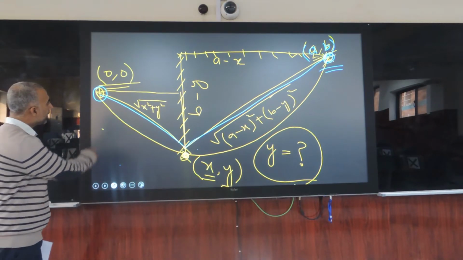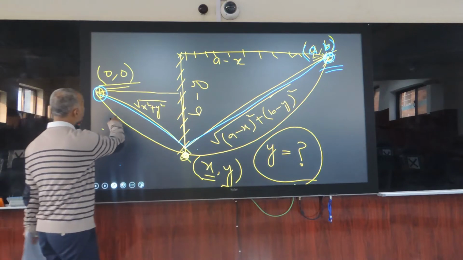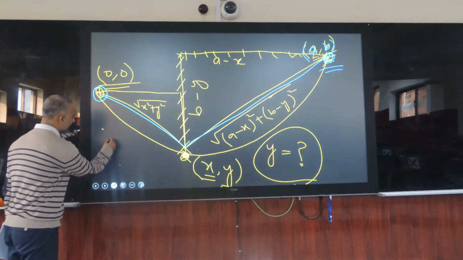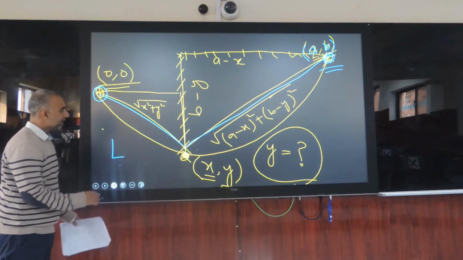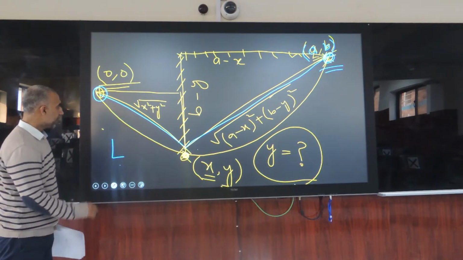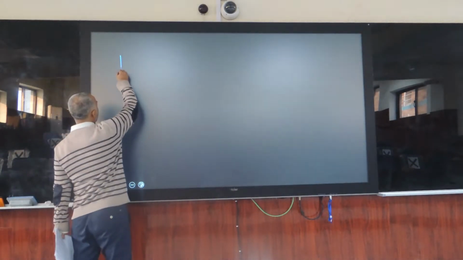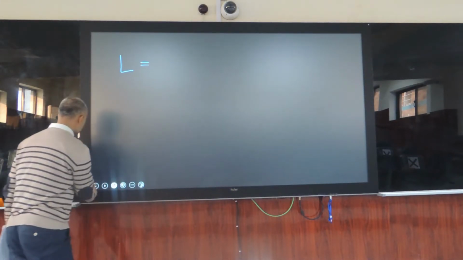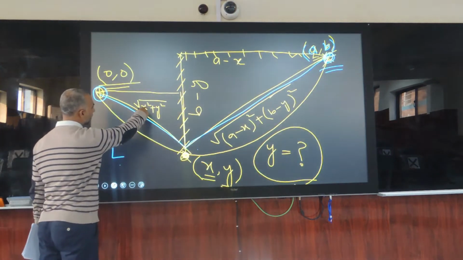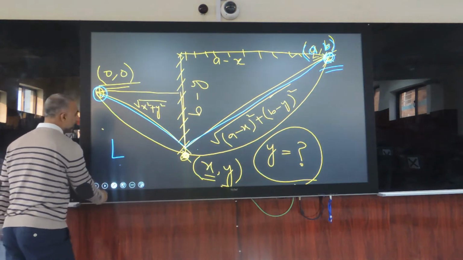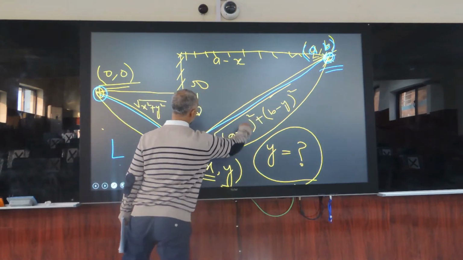And the length of the total string, the blue color, we can say it's L. And let me compose an equation for this total length L. It can be written like L equal to, okay, first the diagonal part, this is the square root of x square plus y square. And the second one is the hypotenuse.